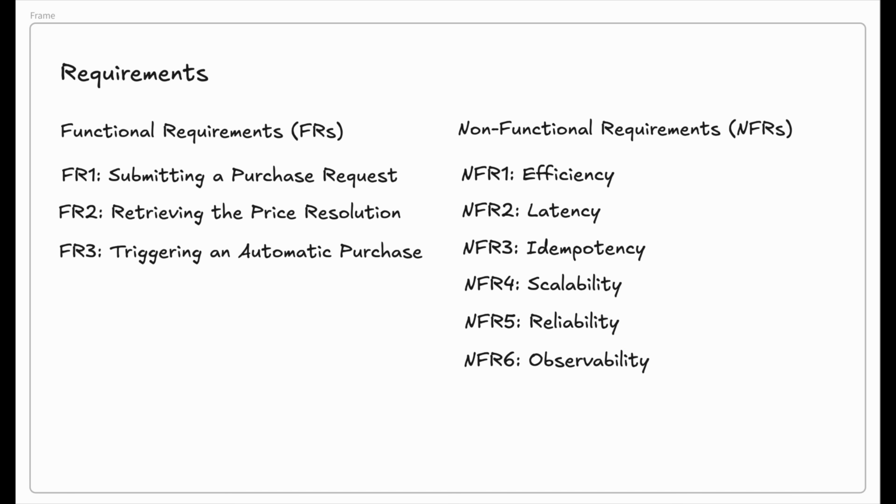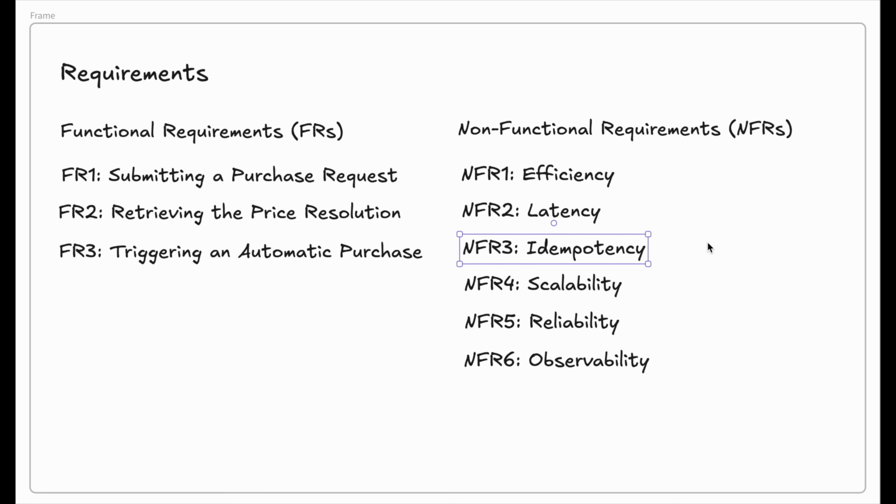Let me talk a little bit about why we rank the priorities of the non-functional requirements like this. We rank efficiency highest because the system's core value is to help users find a cheap price fast, and that means minimizing unnecessary work like exiting early, prioritizing high-value sellers, batching calls, and deduplicating in-flight lookups. Latency is next, as timely responses drive user trust and satisfaction.